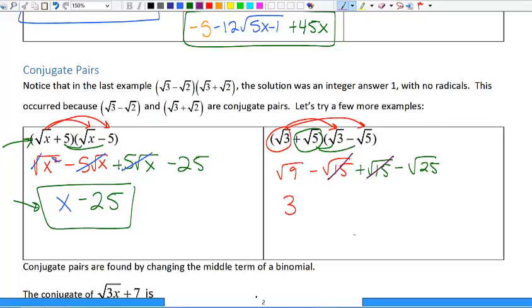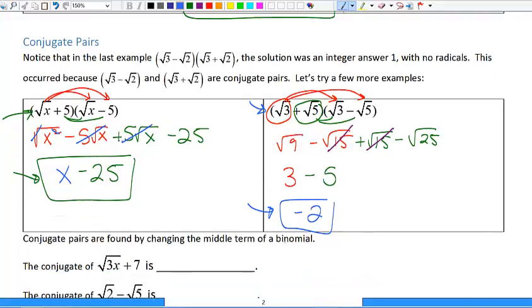The two middle terms add to 0. And then the last one we have minus the square root of 25 is just 5. When I add these two together, I'm just getting negative 2. Notice that my original problem had radicals in it, but my answer had no radicals in them. All of these binomials are conjugate pairs of each other.